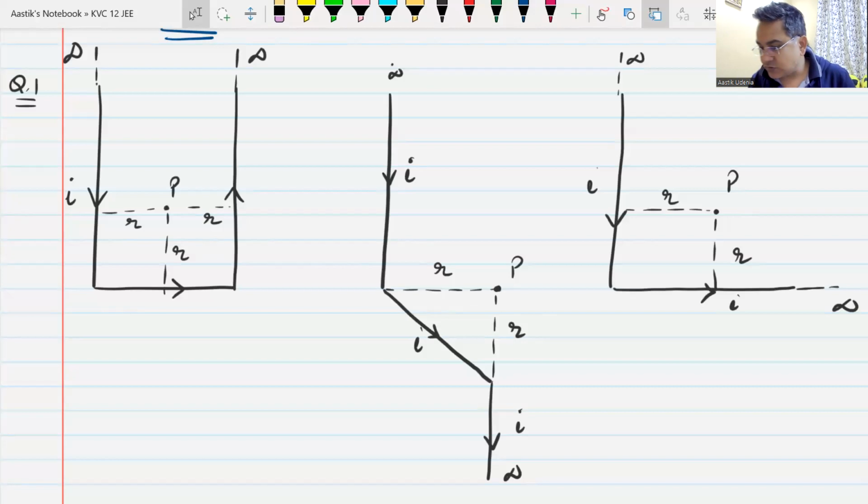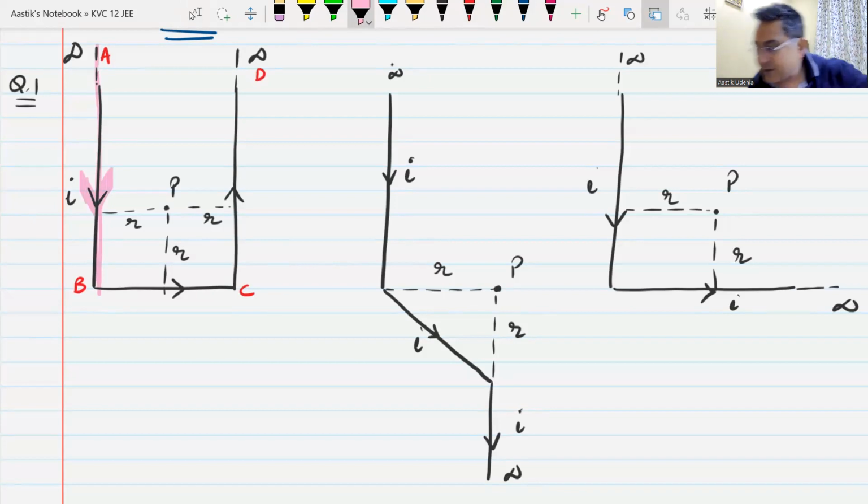So how are we supposed to solve this? Everyone, please concentrate on the board and see how it is done. Let me call the wires. This is wire AB, this is BC and this is CD. This wire AB, let me call this the pink wire.